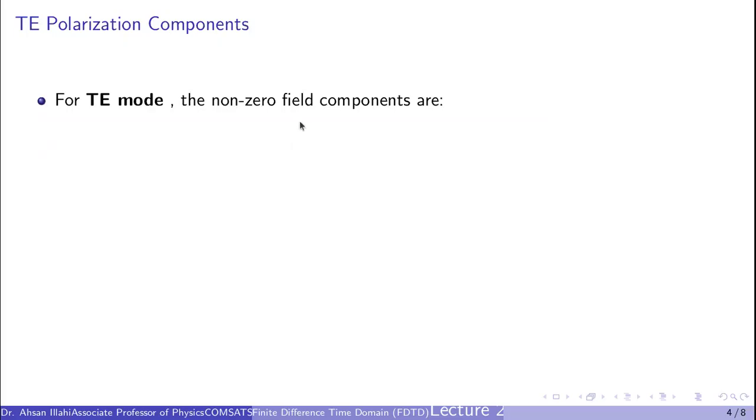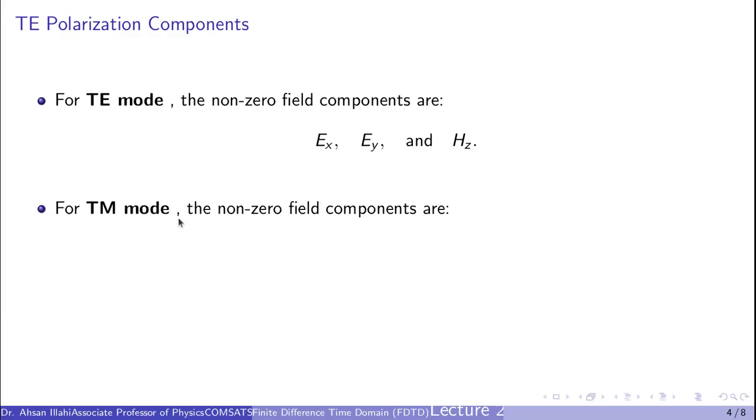TE polarization components. Now let's take a closer look at the field components involved in 2D FDTD. When we talk about electromagnetic waves in 2D, fields can be arranged in two different polarizations, TE and TM, depending on which components are zero and which are non-zero. Let's start with TE mode, which stands for transverse electric. In TE mode, the electric field is transverse, meaning that it does not have a component along the out-of-the-page direction. So the non-zero fields in TE mode are Ex, Ey, and Hz. You can think of this as the electric field lying in the plane and the magnetic field popping up out of the plane.